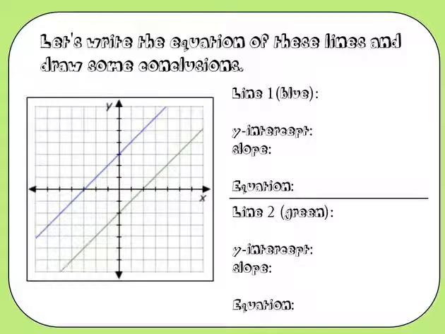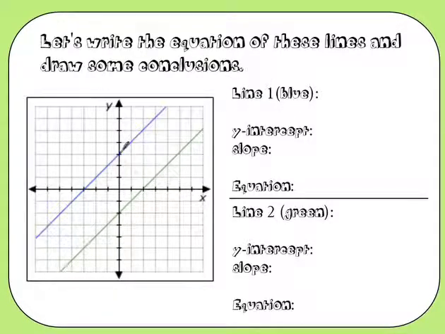Let's look at the equations of these lines. So we need to write the equation of each one of these lines and then see what conclusions we can draw about the equations of parallel and perpendicular lines. So here, to write the equation of a line given a graph, I need to identify two things. I need to identify the y-intercept and I need to identify the slope.